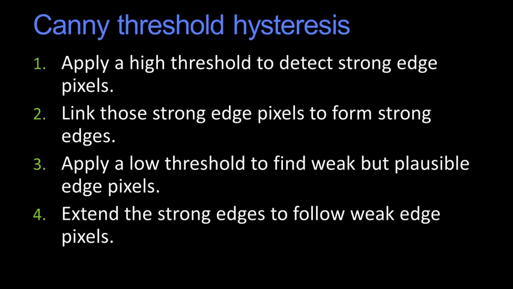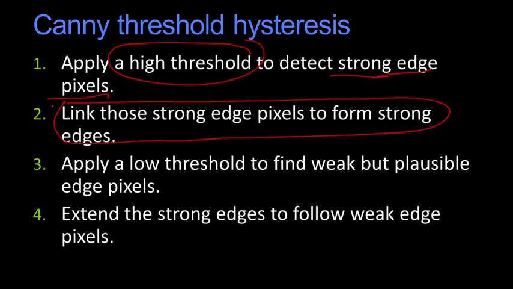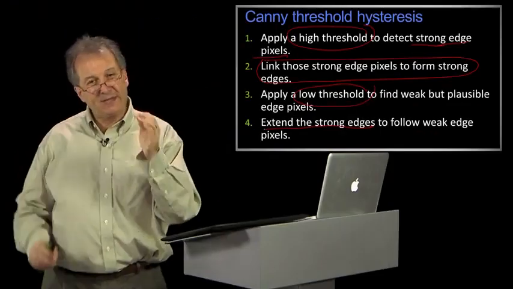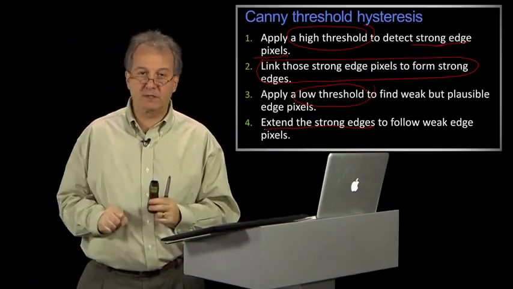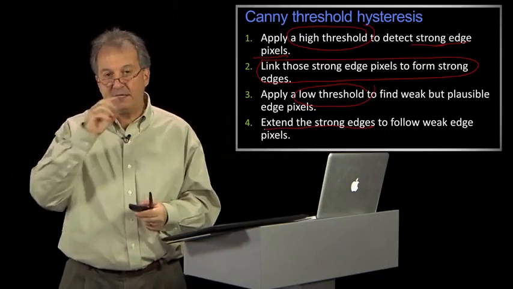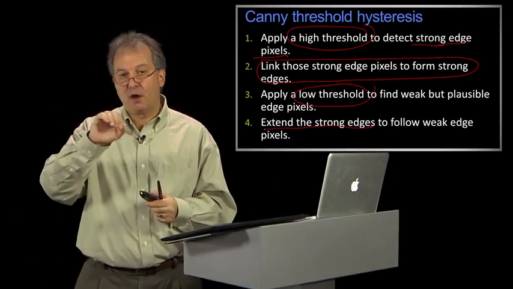The first thing we do is we apply a high threshold to detect strong edge pixels. So the threshold pulls out a bunch of pixels. Then what we do is we can link those strong edge pixels to form strong edges. Okay, so far not so clever. Here's where the clever part becomes. We now apply a low threshold to find weak but possible edge pixels, and then we extend the strong edges following the weak pixels. So what that means is that if an edge only has weak pixels on it, it doesn't get found to be an edge. An edge can only be found if some of the pixels are strong edge pixels.